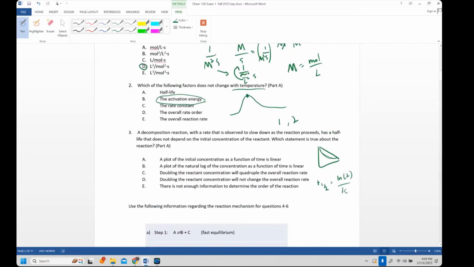So which of the statements is true? We know it's first order, so basically it's asking which of the following statements is true for first order. A plot of initial concentration as a function of time is linear. That's not true. We know for first order it's the natural log. A plot of natural log versus time is linear. So B is correct.